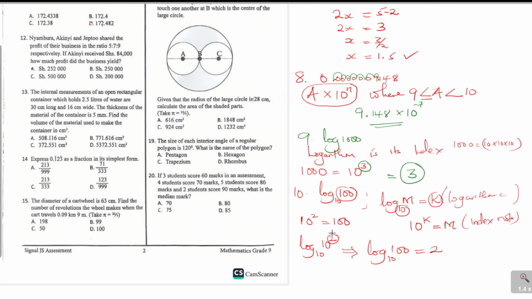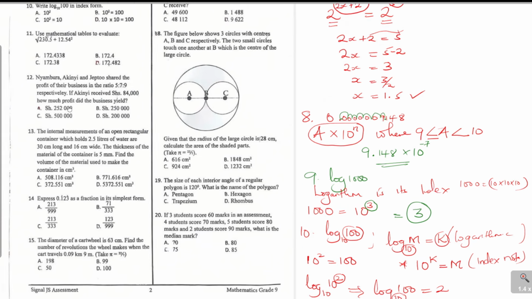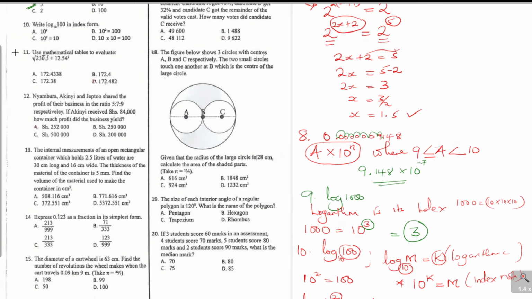Where did we get 2? From the power. 100 is the same as 10 squared. So from here, you can use this in index notation. This will be 10 squared is equal to 100. That is the required solution.